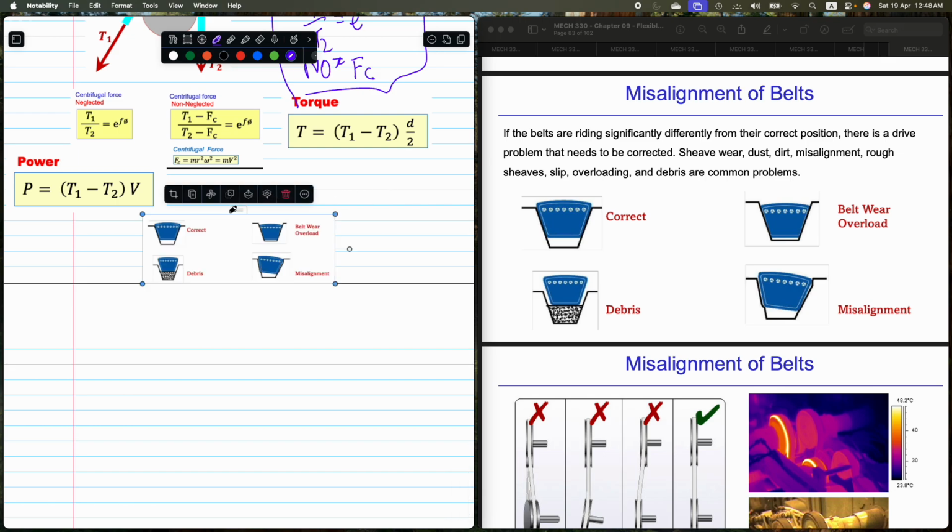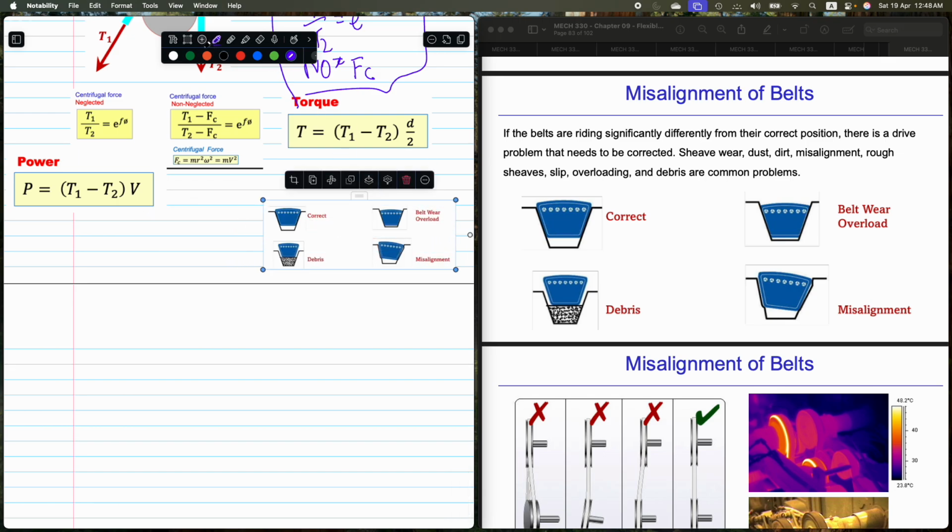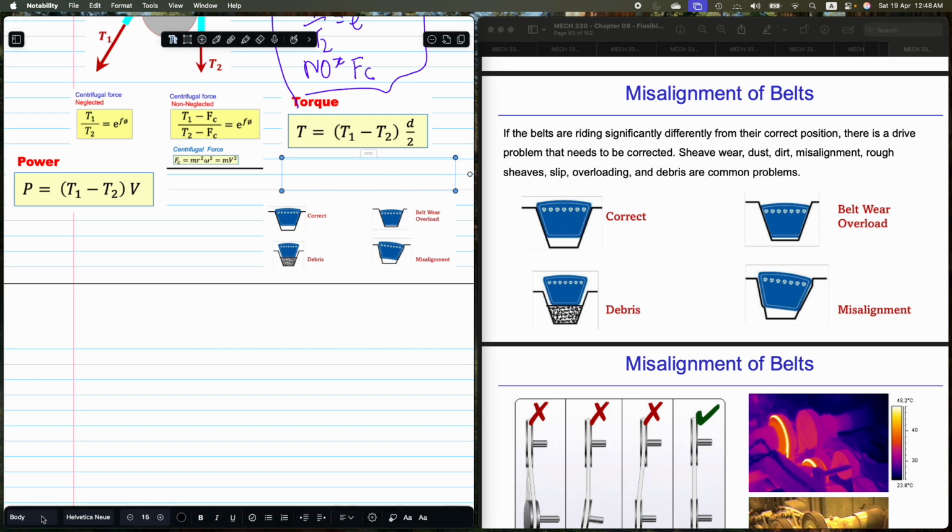Let's write over here some common problems and type it out. Let's do caption, less text wasted. So what problems do we have? We have wear, dust, dirt, which leads to debris. What else? Misalignment. Overload.